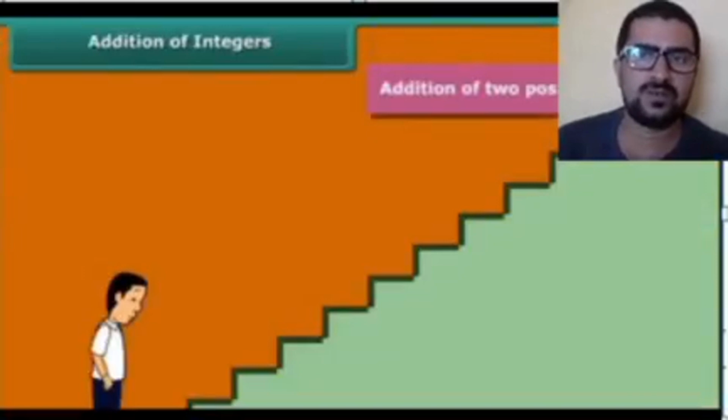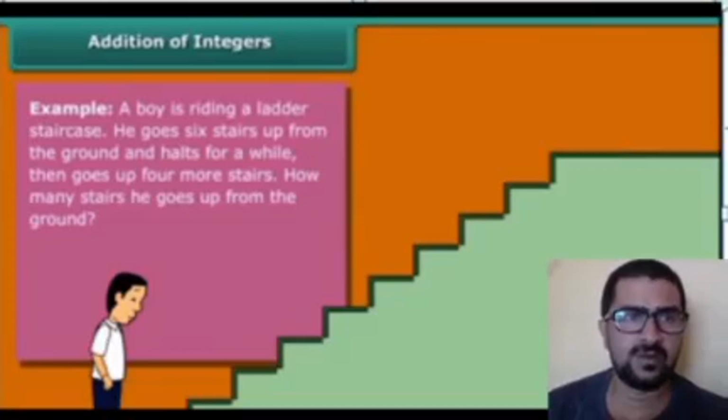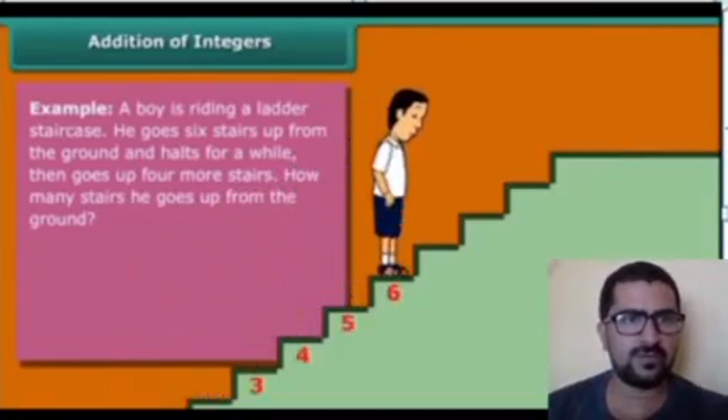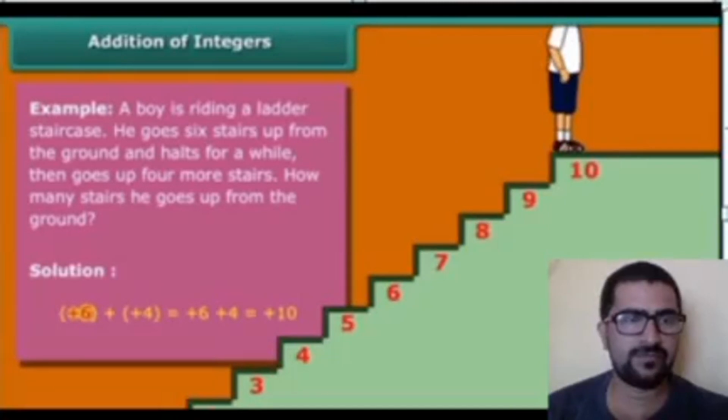Addition of two positive numbers. Example. A boy is climbing a ladder staircase. He goes 6 steps up from the ground and halts for a while, then goes up 4 more steps. How many stairs does he go up from the ground? +6 plus 4 is equal to +6 plus 4, which equals +10.